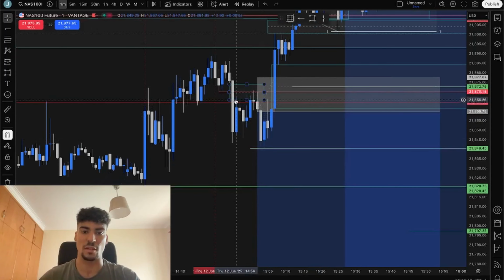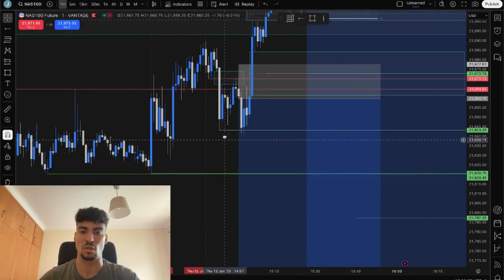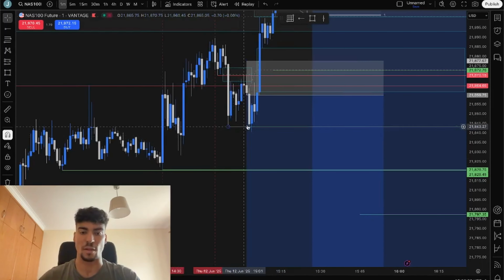I wasn't really entering on that because the fair value gap is right here. We have a retracement here. We enter on that kind of reaction. I should have put my take profit one right here, which I forgot to put. Enter with very low risk again. On this trade, my take profit one should have been right here. I forgot to set it, so I didn't set it up.